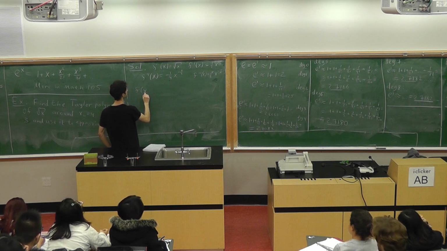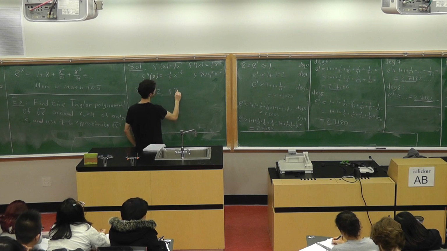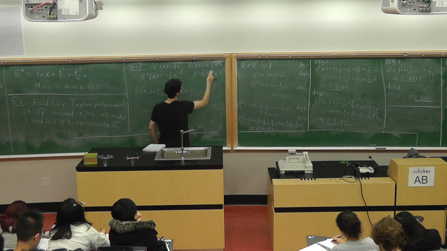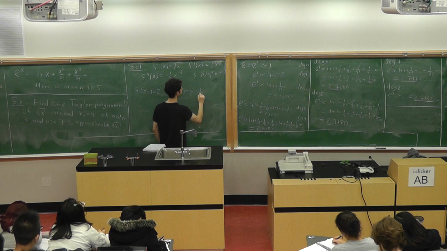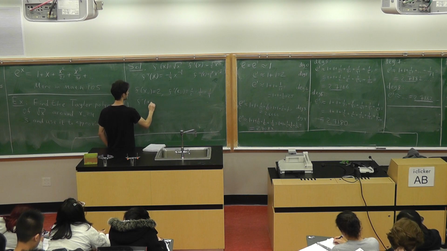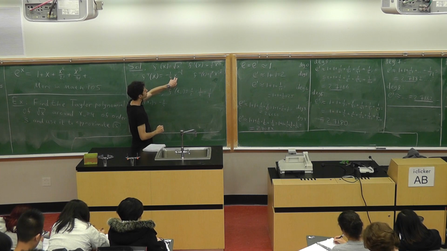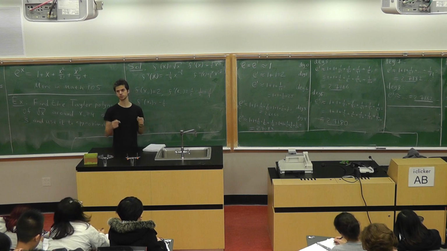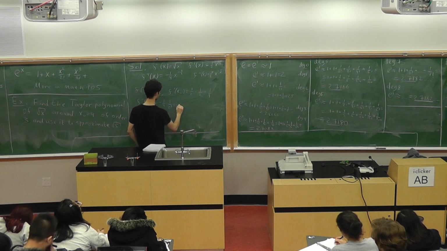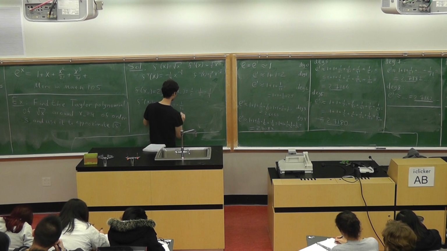So f of x0 is square root of 4, it's 2. f prime of x0 is 1/2 times 4 to negative 1/2, so it's 1/2 times 1/2. So it's 1/4. The second derivative is minus 1/4 times 4 to negative 3/2, so it's 1/2 to the power 3. So it's minus 1/4 times 1/8, minus 1/32.